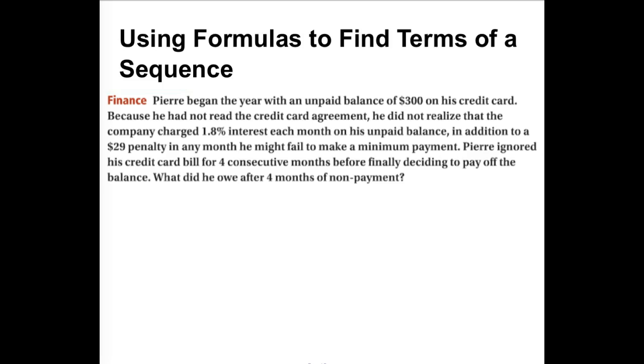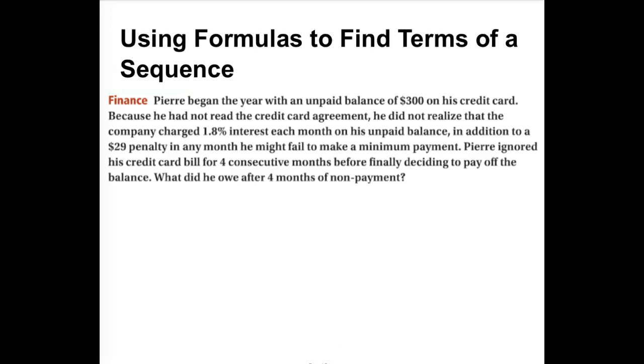So there is a pattern to this. We can set it up as a sequence. Our starting value is $300. Now, this is before he even started looking for paying things off each month. So I'm going to call that A sub 0. That's the amount before we even get our first bill.